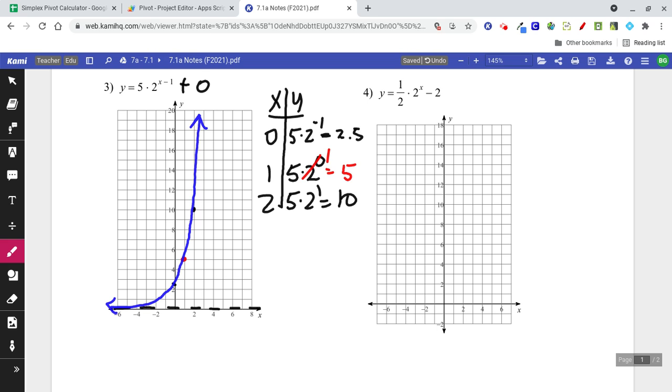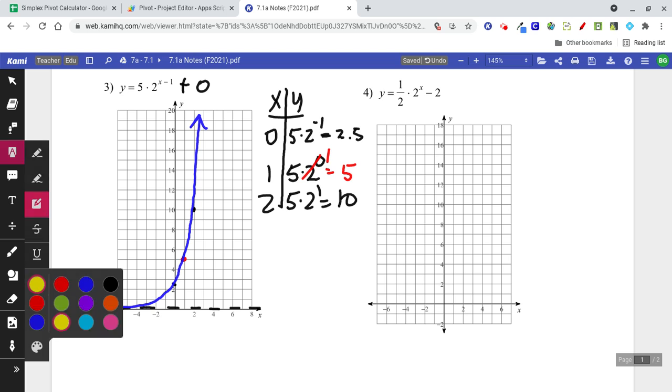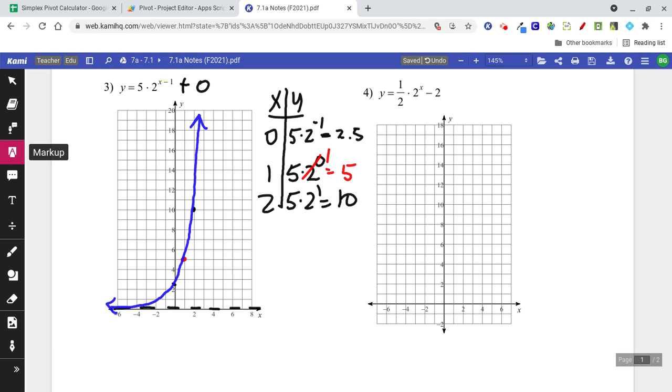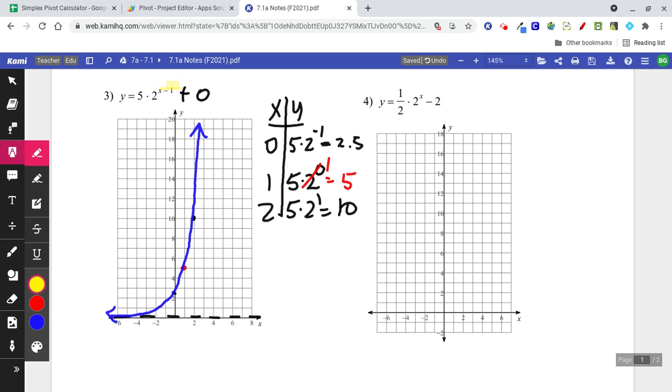Okay? Now, earlier when I was talking about choosing which points you wanted to plug in, one thing we've talked about before is making 0. And if you look at that exponent, x minus 1. There we go. X minus 1.